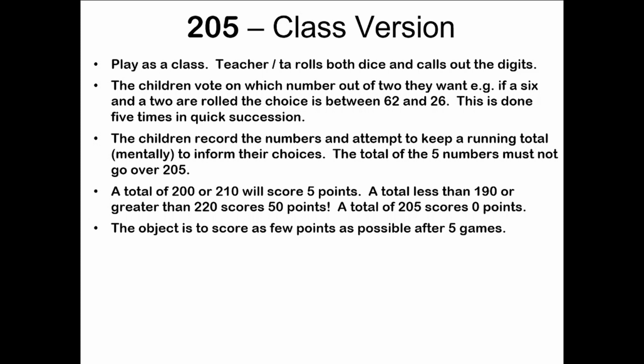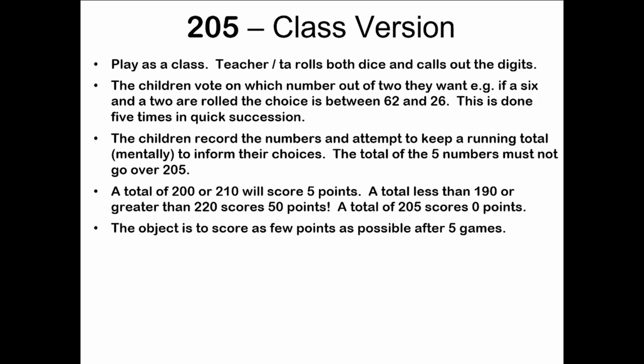It doesn't matter if they go over 205 or under 205. If they score bang on 205, they score 0, because the lowest score is better. If they score 200 or 210, they'll score 5 points. If they score less than 190 or greater than 220, then they've gone really far out and they're going to score 50 points for that. So we certainly don't want that.